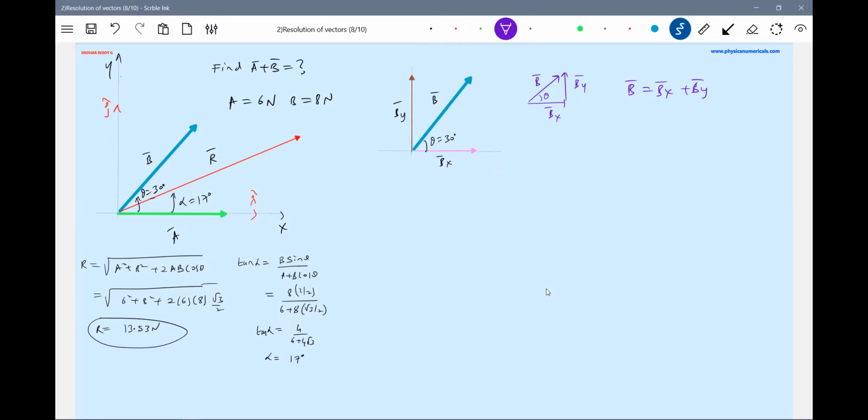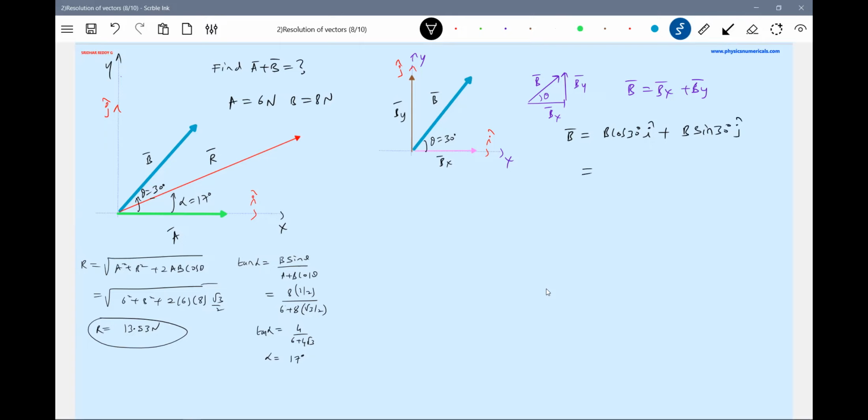Bx bar in what direction? Along x-axis. Which unit vector will be along x-axis? I cap. Which unit vector is along y-axis? J cap. So B bar can be written as, now I'll expand it, B cos 30° I cap plus B sin 30° J cap.